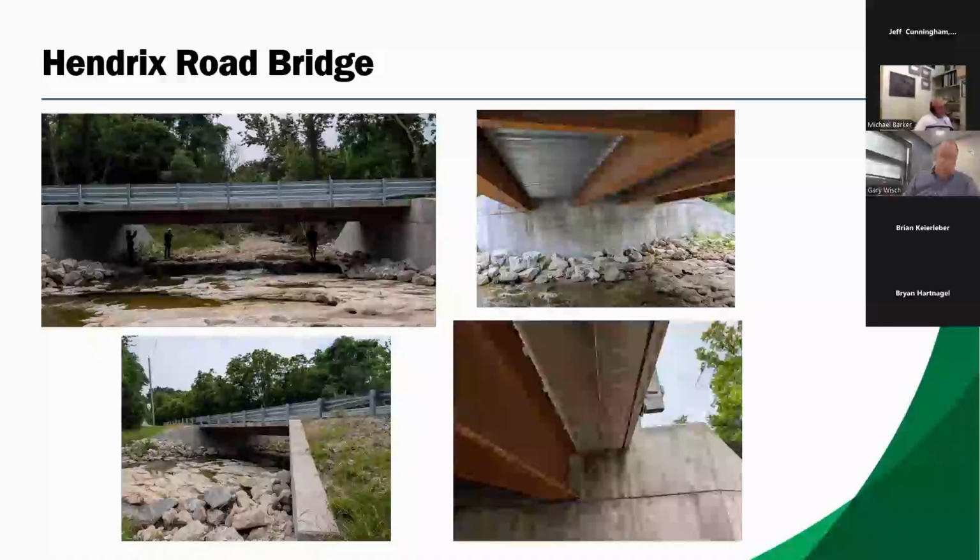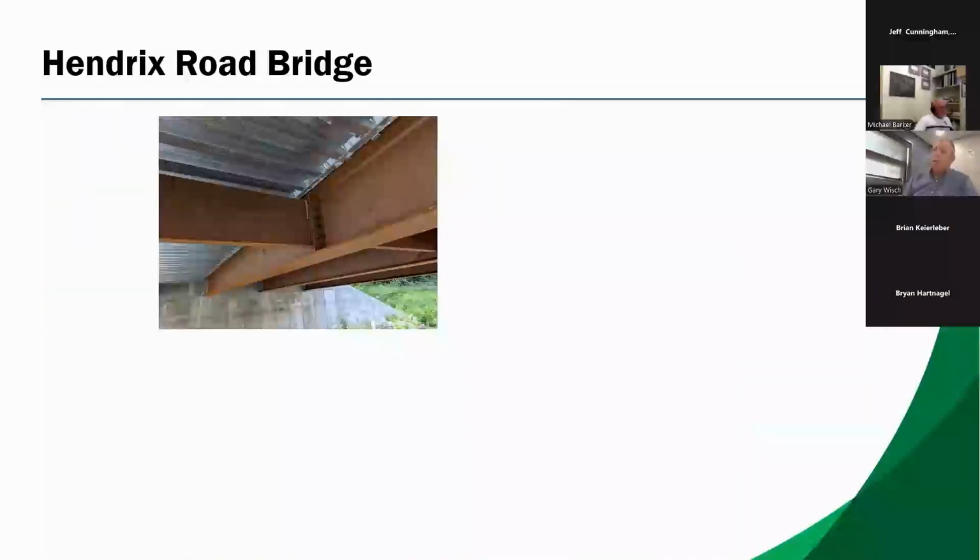There we go. We like that the fabrication is simple. There are 4 bearing stiffeners on each of the beams, and there are diaphragm connection plates. There are shear studs that are shop welded to the top flange. You can't see this in the picture, but that's where we get the composite action between the beam and the slab. All right, let's move to Lockhart.